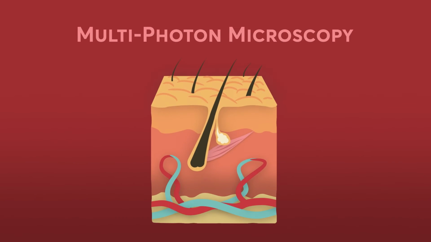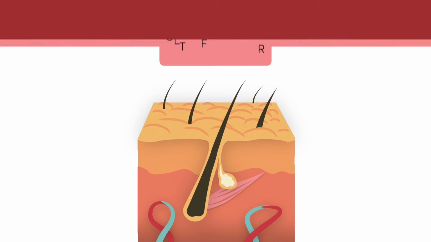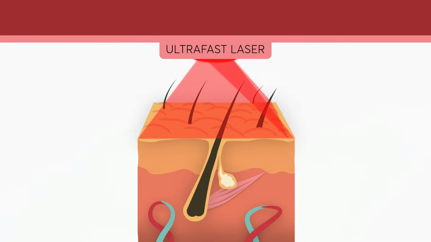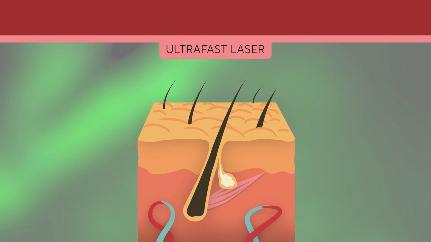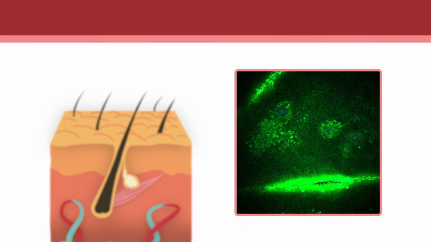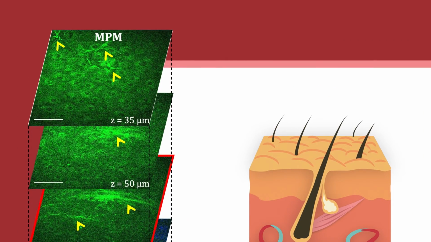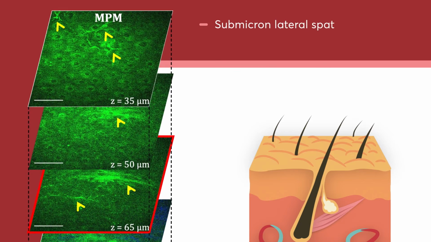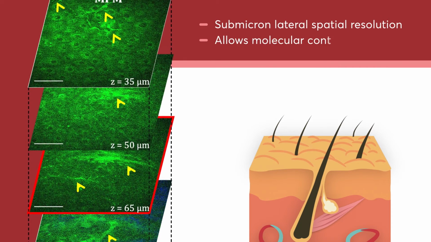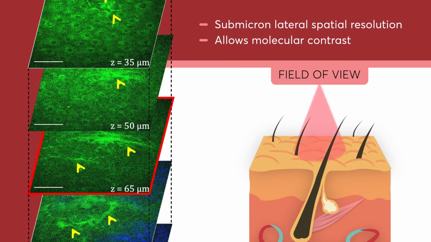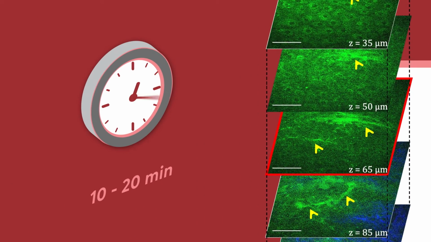MPM provides information on structures of the epidermal and dermal cells, collagen and elastin of the papillary dermis, and metabolic changes. Like RCM, MPM is also a laser scanning microscopy technique, but with a different contrast mechanism. MPM images can be multicolor and can distinguish cellular features from extracellular matrix and resemble histologic sections used in diagnosis by dermatopathologists. MPM features submicron lateral spatial resolution and allows molecular contrast, but within a limited field of view. Total imaging time can take 10 to 20 minutes.